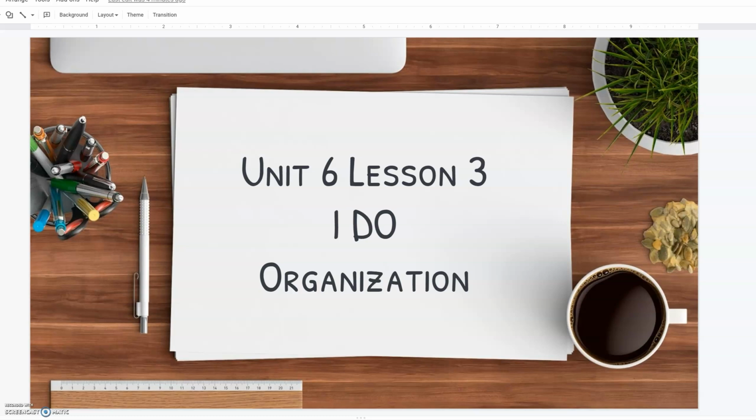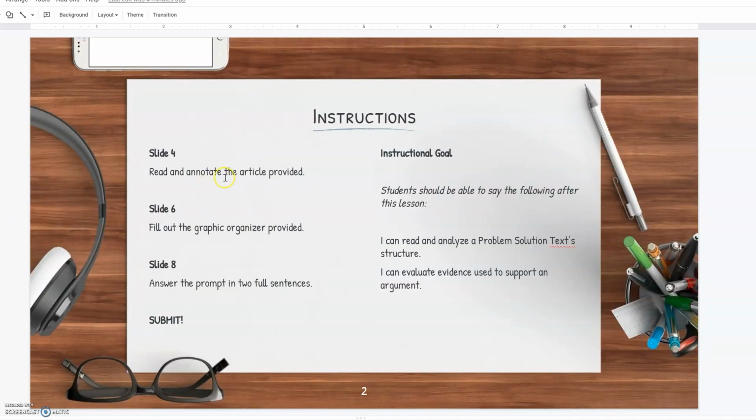Hey folks, welcome to the Unit 6 Lesson 3 I Do. This is going to be all about organization. We're going to learn about what we're doing on the You Do. So first we're going to read and annotate an article. Then we're going to move the information we annotate into a graphic organizer. And then we're going to answer a prompt in only 2 sentences this time, the full response.